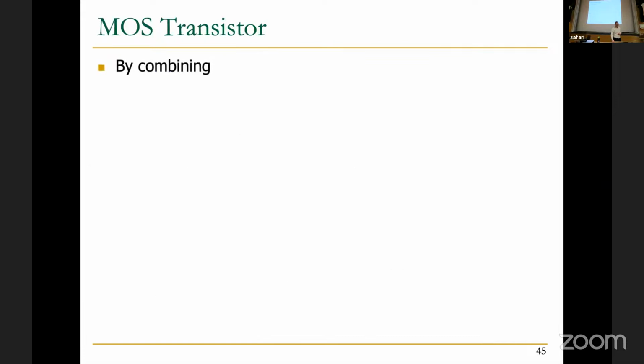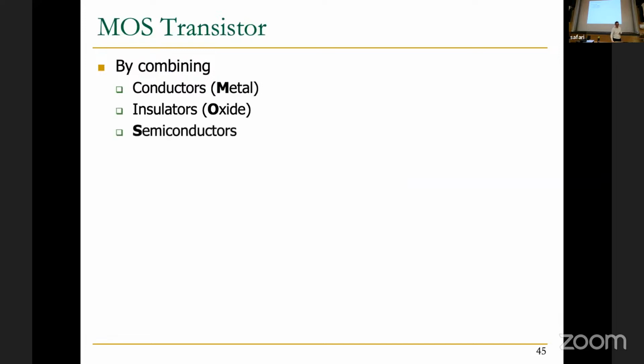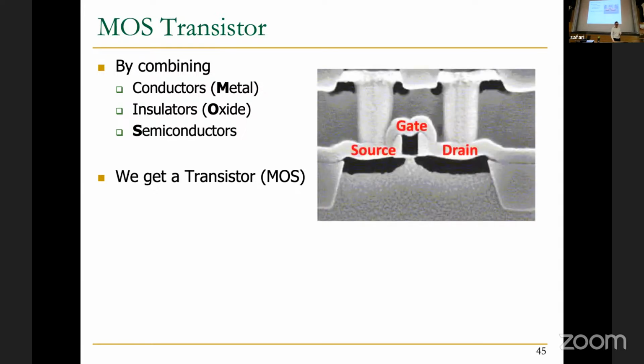So let's start with the transistor. We're going to combine conductors, which is metal, insulators, which is oxide, and semiconductors, which is S over here. And we get a transistor, MOS transistor. That's why it's called a MOS transistor. It combines these three things. And again, there's a lot of fabrication technology that goes into this. I'm going to refer you to a video later on, but we cannot go below this abstraction level in this course. And this is what a transistor looks like, an old one.